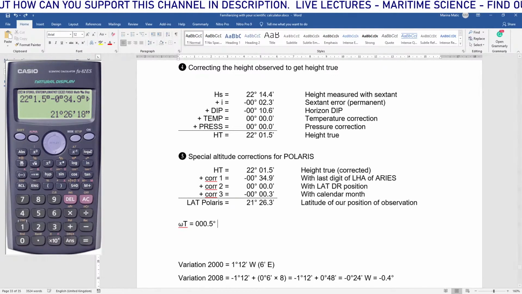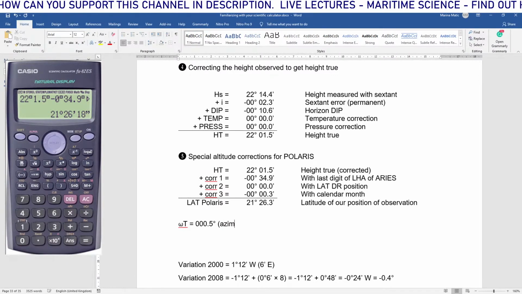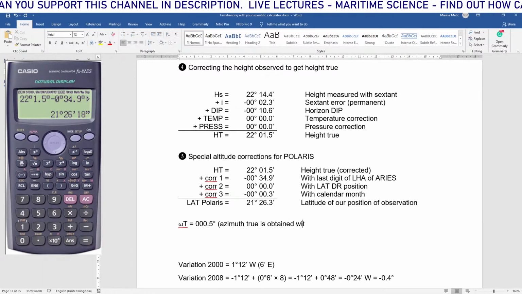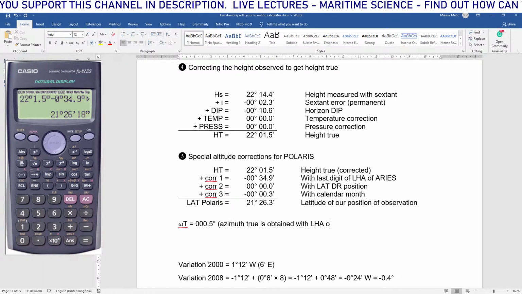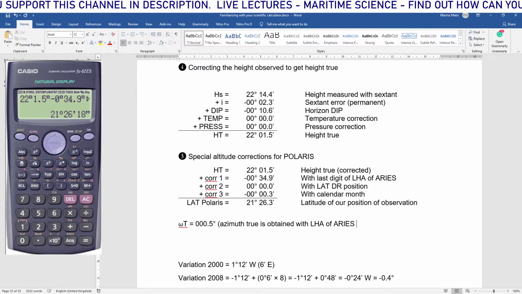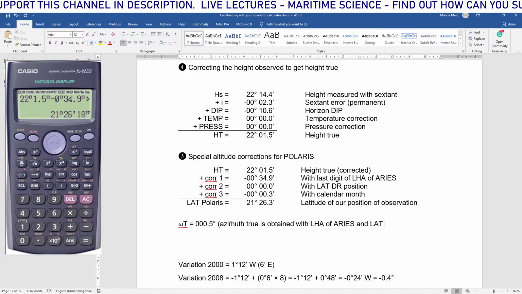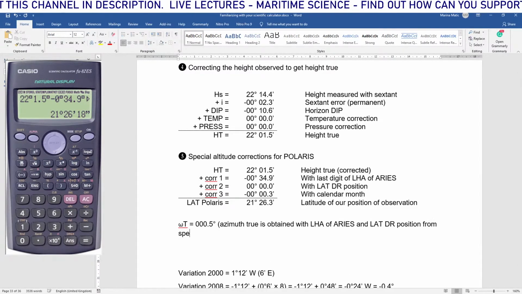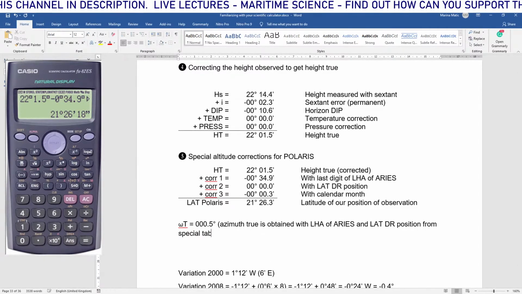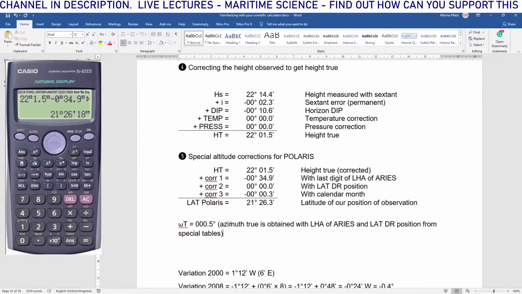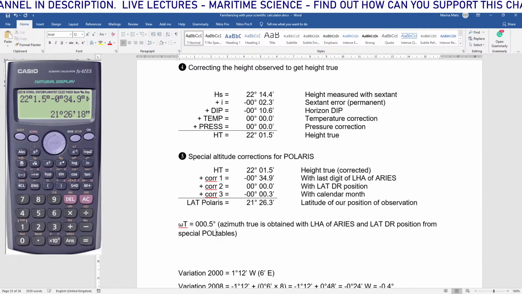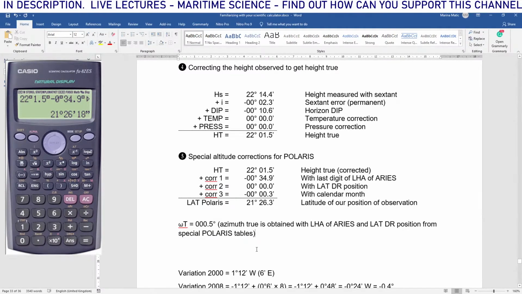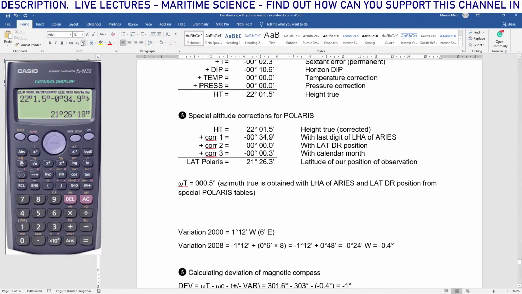And azimuth true is obtained with LHA of Aries and latitude of DR position from special tables, special Polaris tables, so only for the Polaris star. And now we can go to step 6.